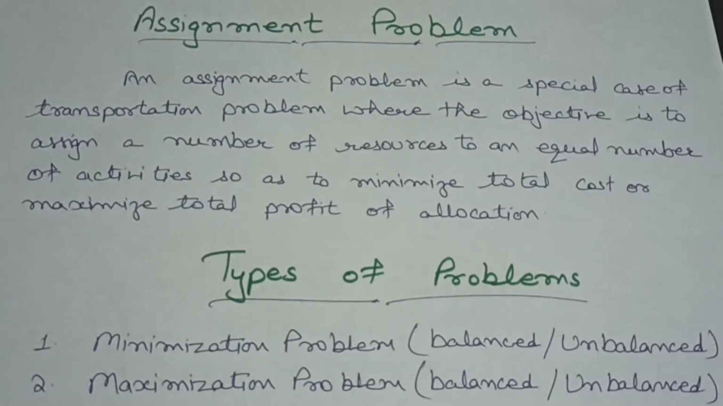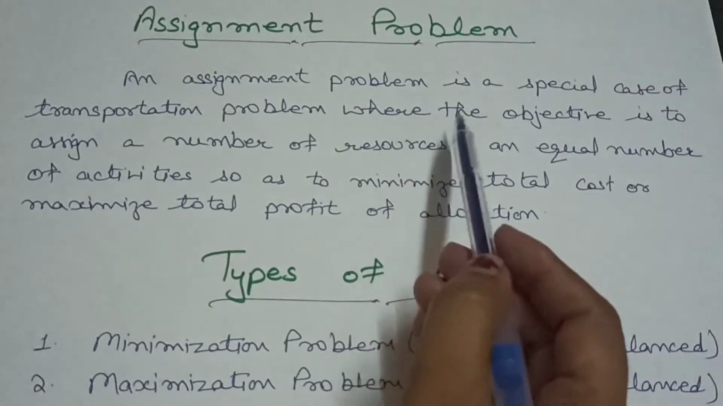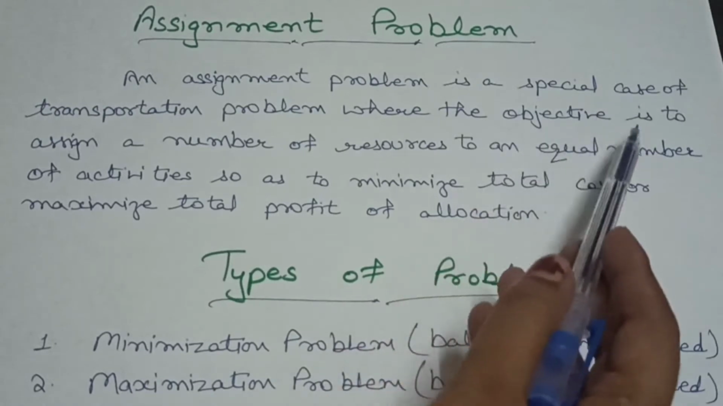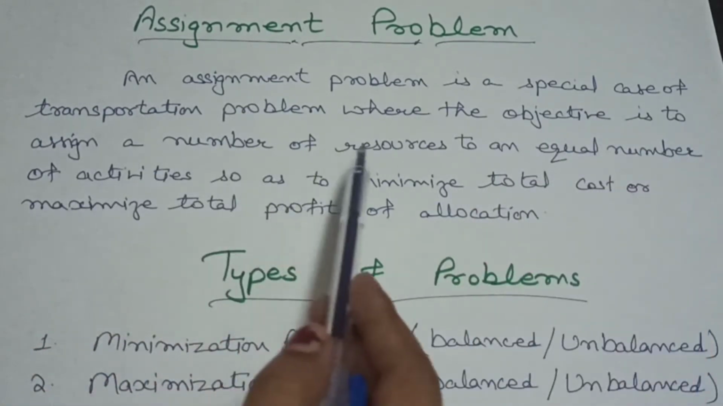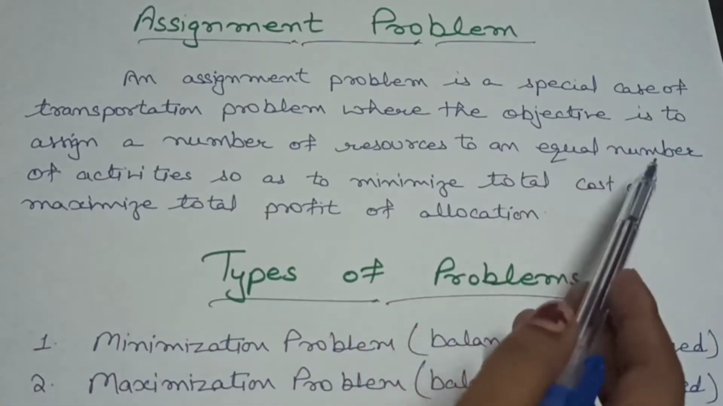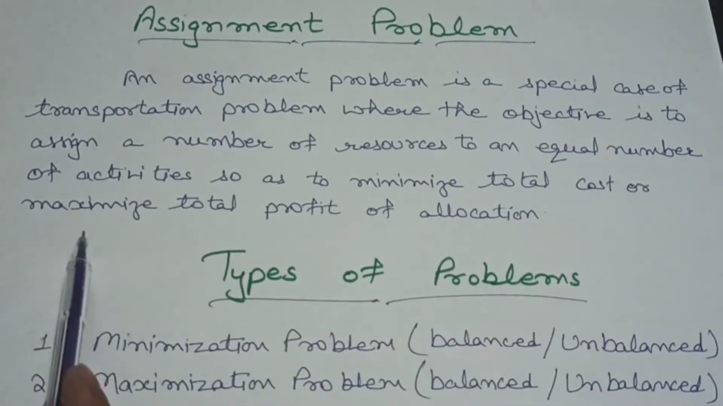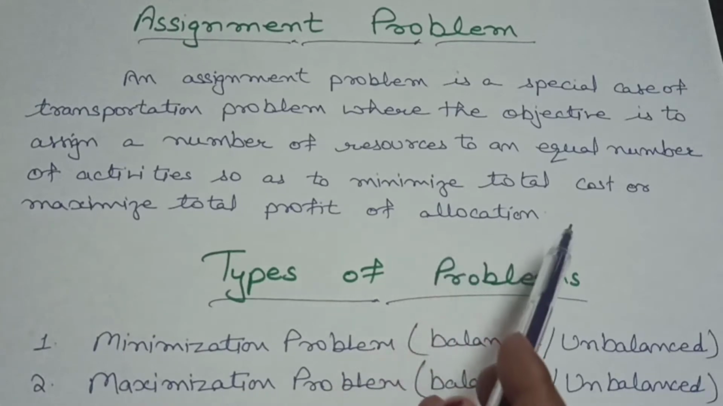My name is Seema Gupta and today I will describe the assignment problem, which is a chapter of operations research. So, an assignment problem is a special case of transportation problem where the objective is to assign a number of resources to an equal number of activities so as to minimize total cost or maximize total profit of allocation.